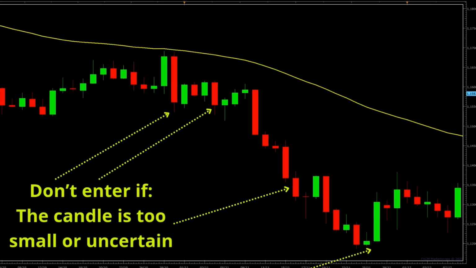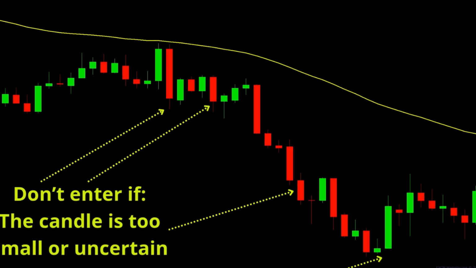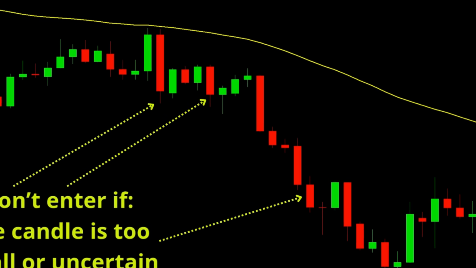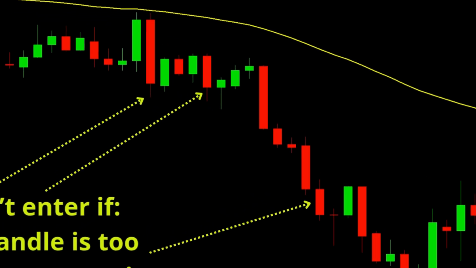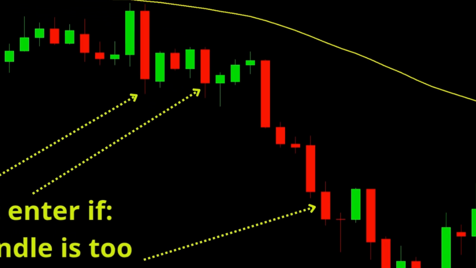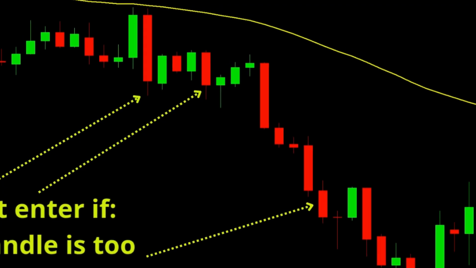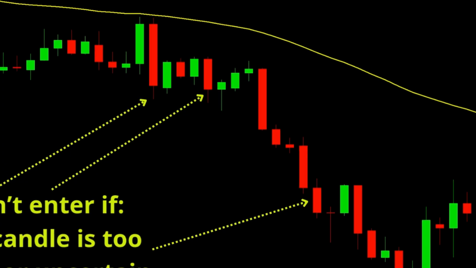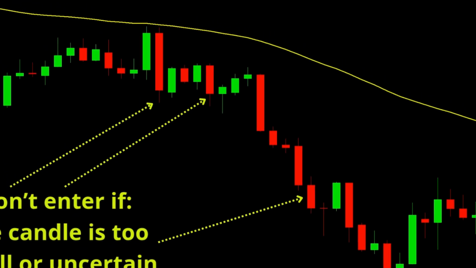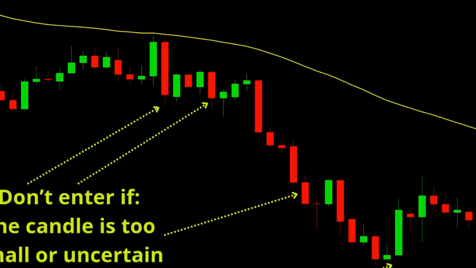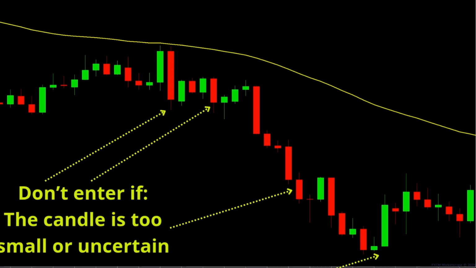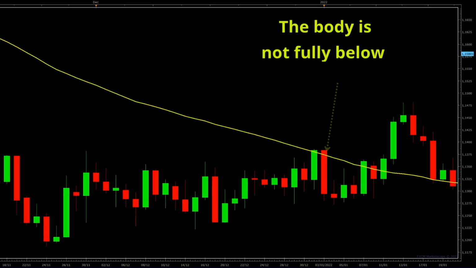This chart shows our first visual filter. Don't enter if the candle is too small or uncertain. We need a clear, long-bodied candle to confirm momentum. The small, choppy candles highlighted here show low commitment from sellers. We stand aside and wait for a decisive move that meets our strict requirements.